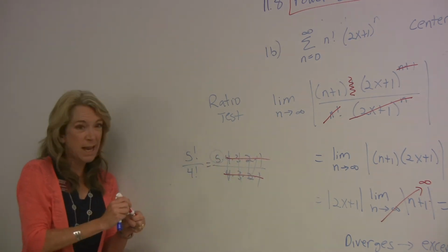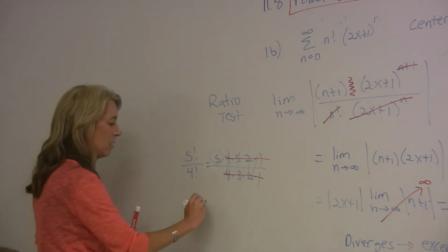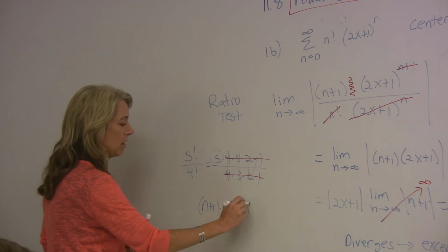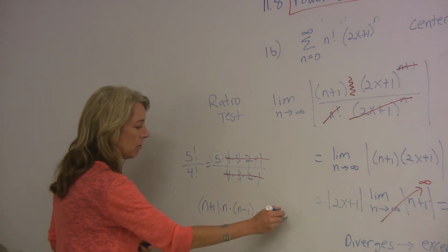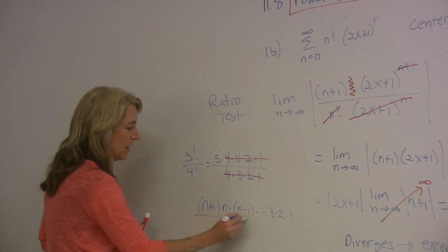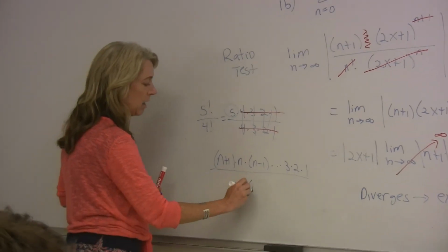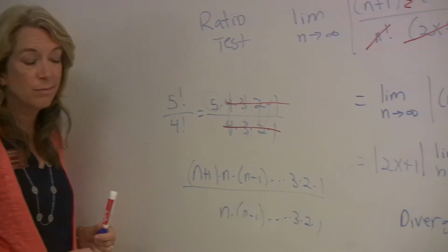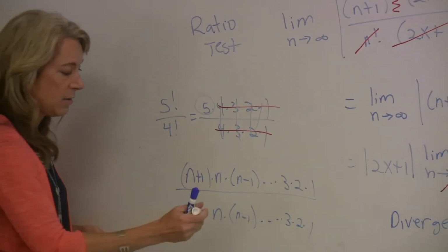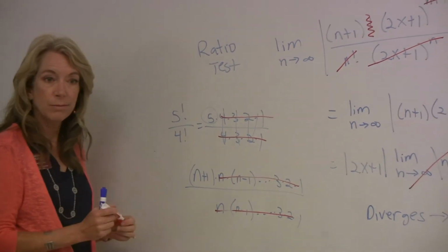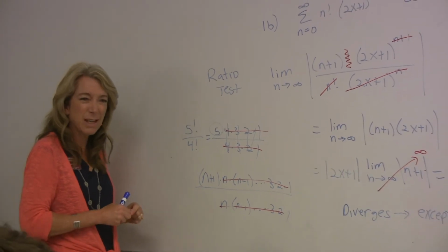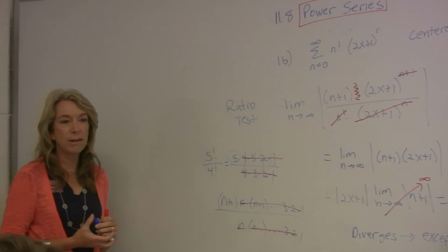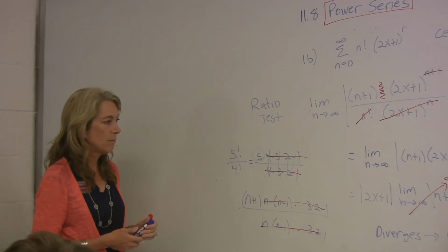So even if it was n plus 1 and n, you'd have n plus 1 times n minus 1, all the way down till you got to 1. And n factorial would have been n minus 1, all the way down to there. So no matter what, these guys are all going to reduce. See what I mean there? It's because of the nature of factorials. That's why we do the ratio test for factorials, because they're all going to reduce like that.